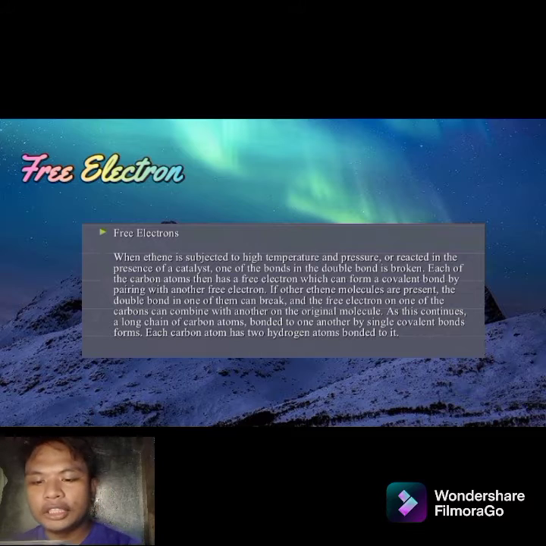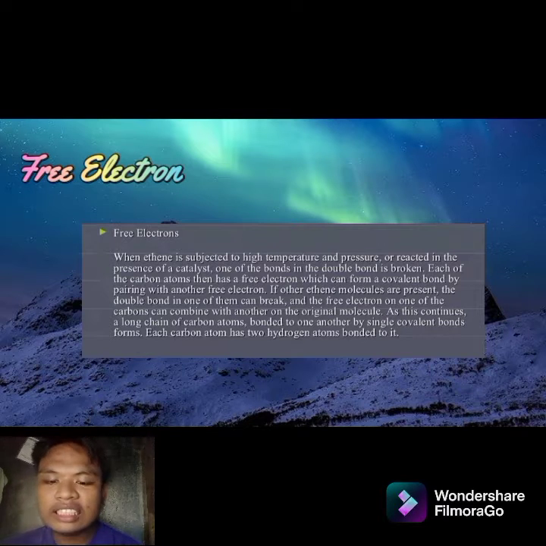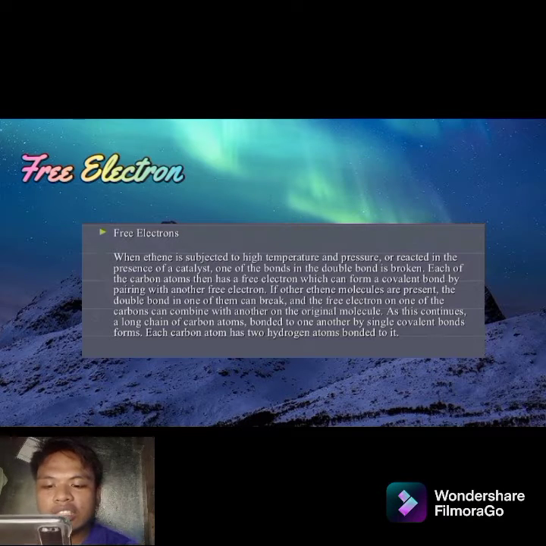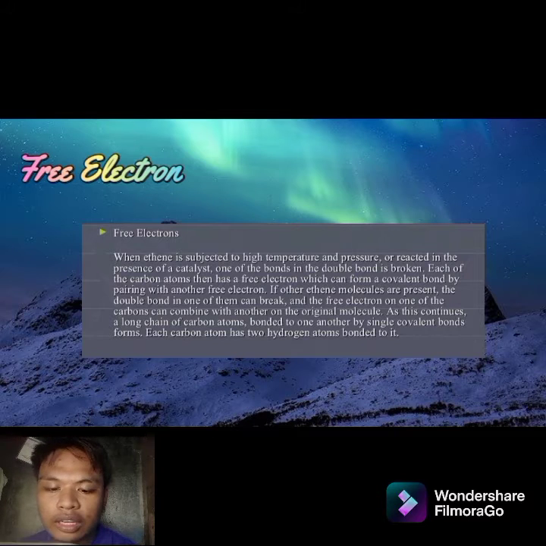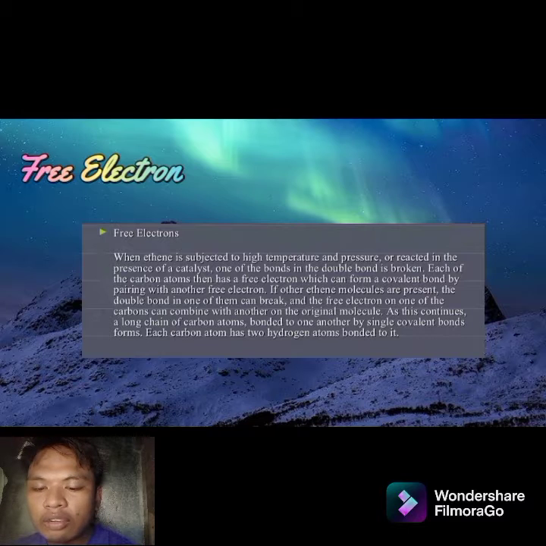The second type of polymers, free electron. When ethene is subjected to high temperature and pressure or reacted in the presence of a catalyst, one of the bonds in the double bond is broken. Each of the carbon atoms then has a free electron, which can form a covalent bond by pairing with another free electron. If other ethene molecules are present, the double bond in one of them can break, and the free electron on one of the carbons can combine with another on the original molecule. As this continues, a long chain of carbon atoms bonded to one another by single covalent bonds forms. Each carbon atom has two hydrogen atoms bonded to it.